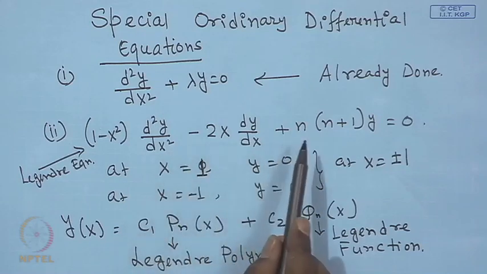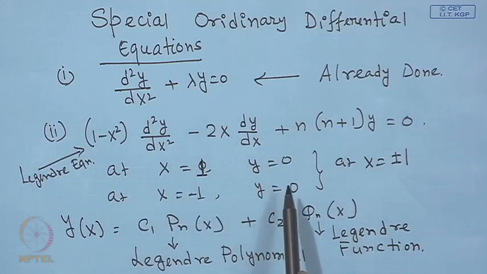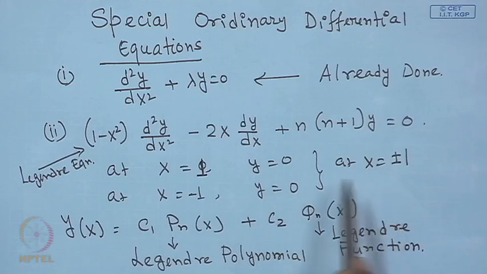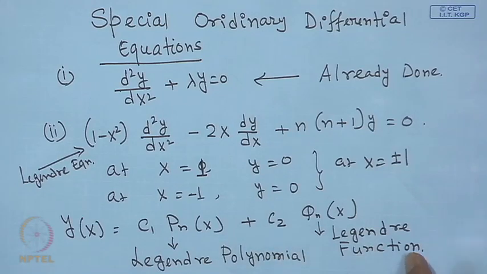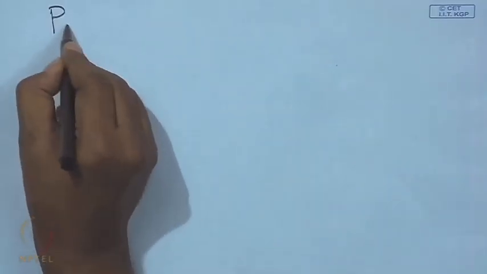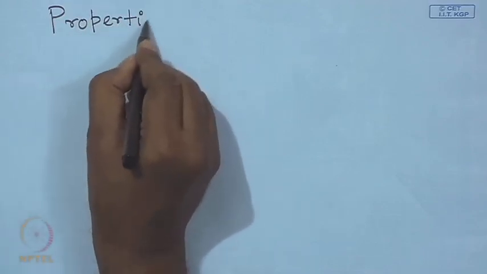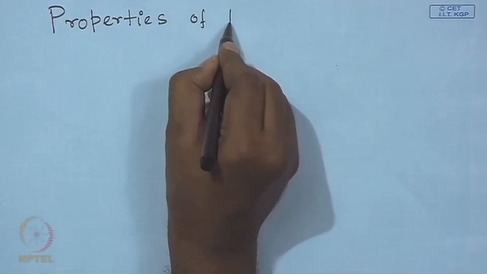Then if this is the differential equation with the homogeneous boundary conditions that at x equal to plus minus 1 it is equal to 0, then the solution will be constructed by a combination of Legendre polynomial and Legendre function. Then we should know about some of the properties of the Legendre polynomial and Legendre functions. So, we list down some of the important properties of the Legendre polynomial.